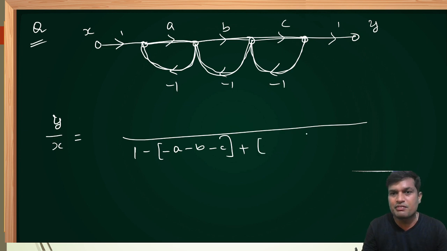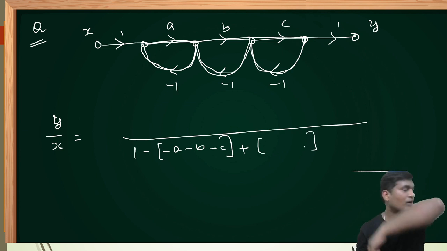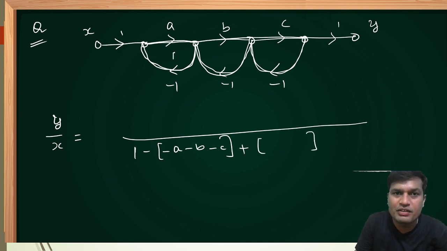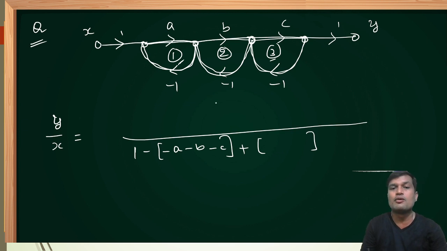Plus the sum of gain products of two non-touching loops. Which loops are non-touching? First loop and second loop, both are touching. Why? Because there is a common node. Second loop and third loop are also touching because of a common node. But first loop and third loop do not have a common node. Hence, these two loops are said to be two non-touching loops.